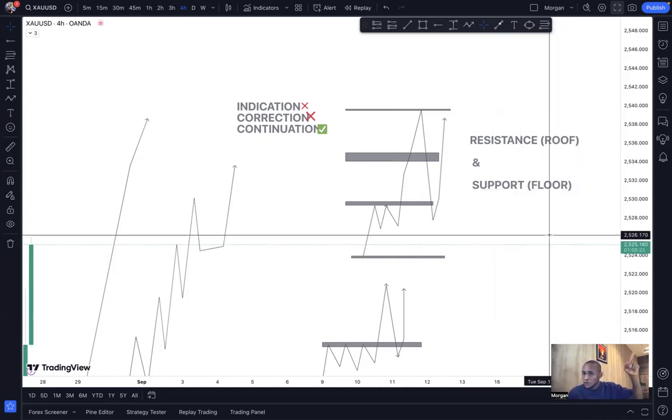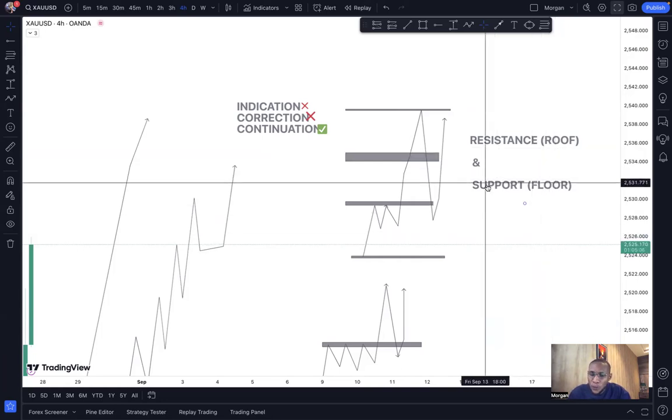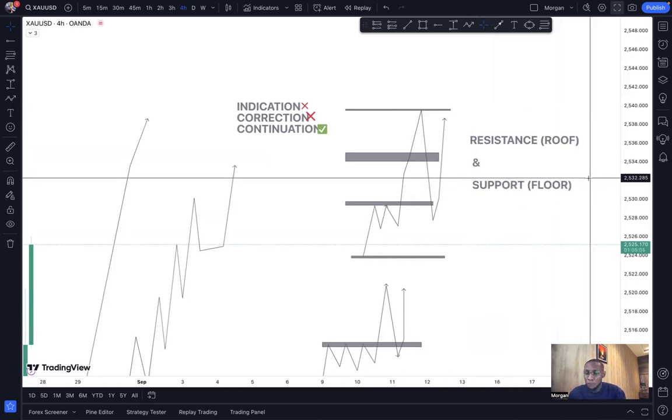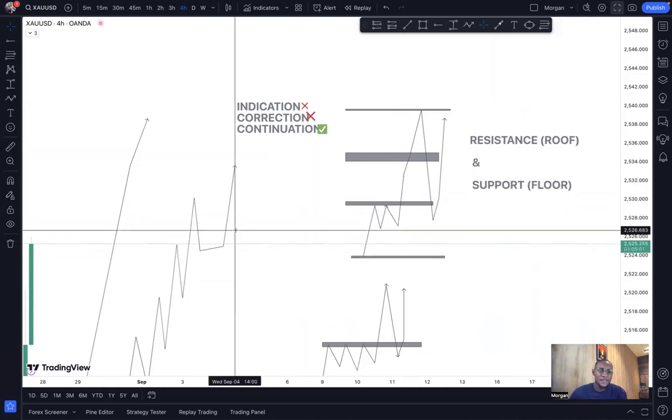When you break above your roof, your roof turns to your floor and you're going for the next roof. That is you making a higher high now. You have broken this high, and now you're going for the next high that you want to break to make a new high. So call resistance roof, call support floor. That way it makes more sense to you. Now, all this I've said here, let me show it in the chart.